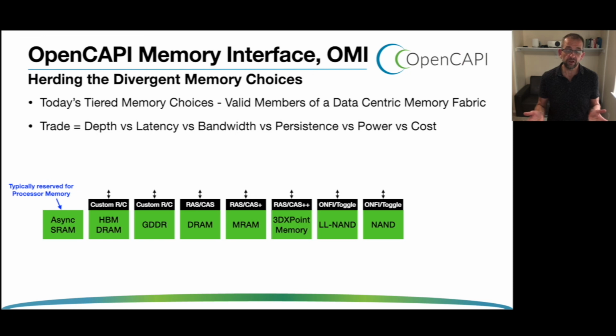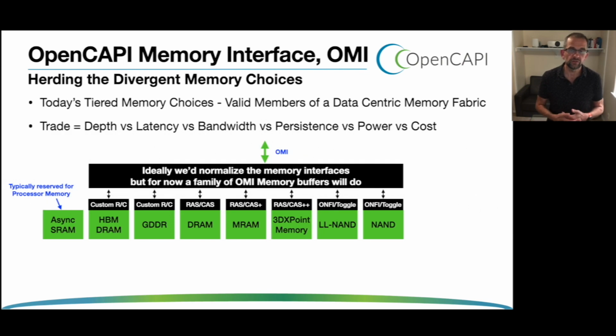And depending on which one you choose, you'll get a different balance of those factors. They all have their own unique interfaces. Not one of them is really compatible with the other. And so OMI is really trying to normalize those memory interfaces. And for now, we can use an OMI memory buffer for these different interfaces, and that's what we're doing.